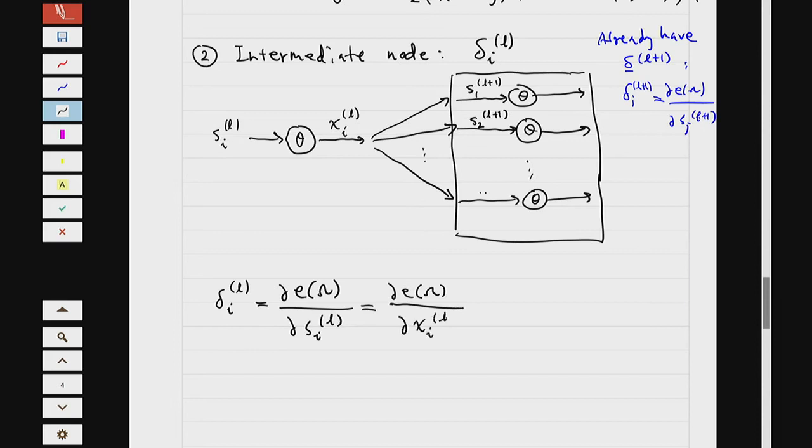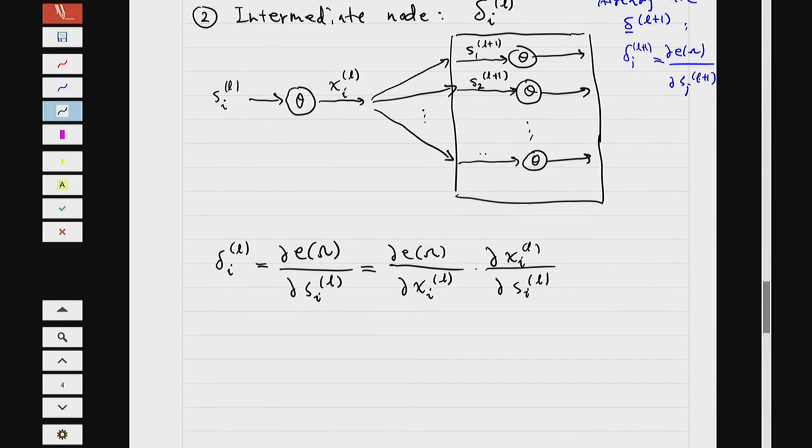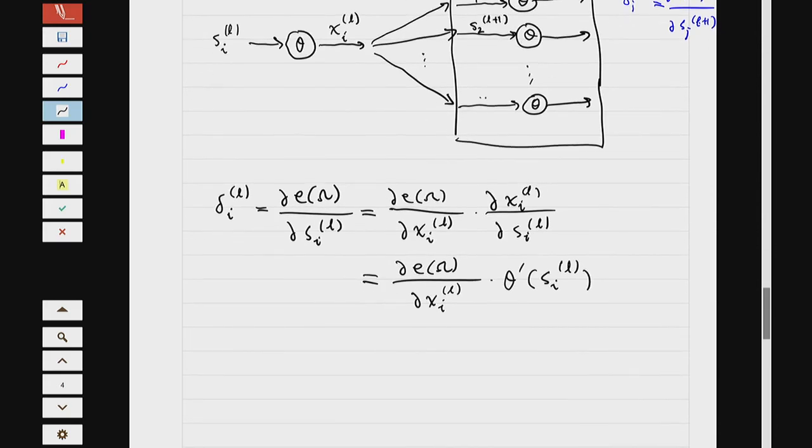Xi of L, because we know how to find this second partial derivative very well. Again, this is simply equal to the first term. I'm just copying it down. Nothing new here. And then for the second term is theta prime of Si of L. I already know how to find it. So now it's really the first term.